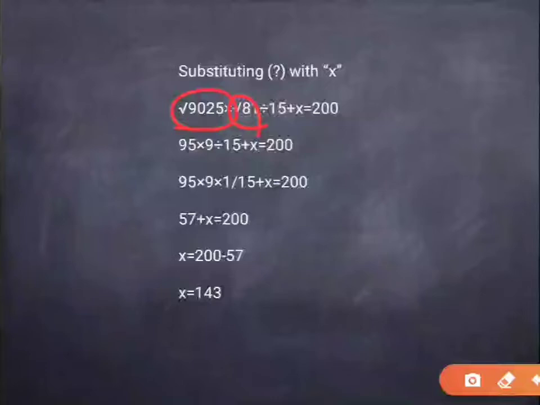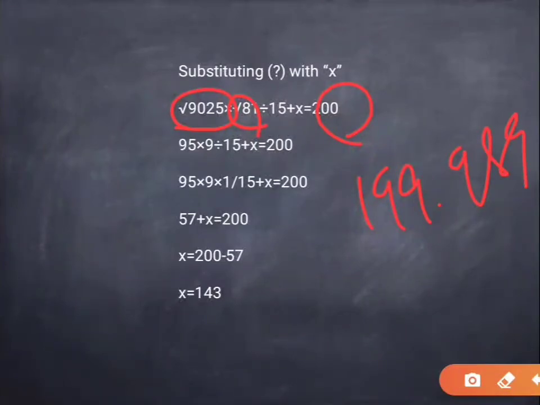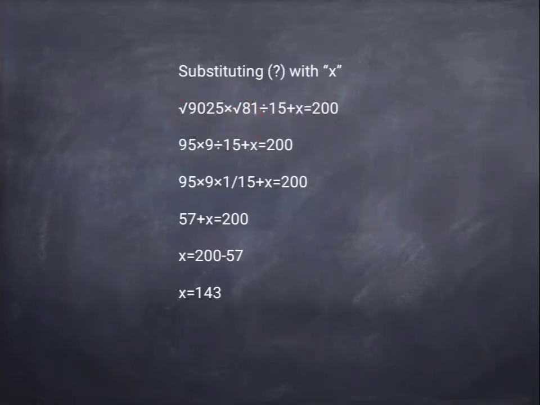that is we are rounding off 14 point something to 15, plus x is equal to, and round off again, 199.989 rounded off to 200. Therefore the question becomes square root of 9025 into square root of 81 divided by 15 plus x is equal to 200. And what is square root of 9025?